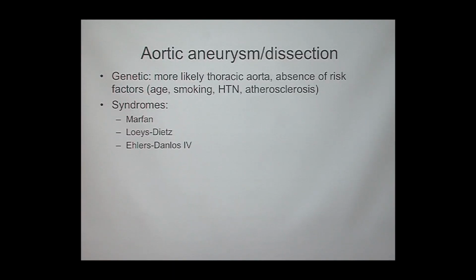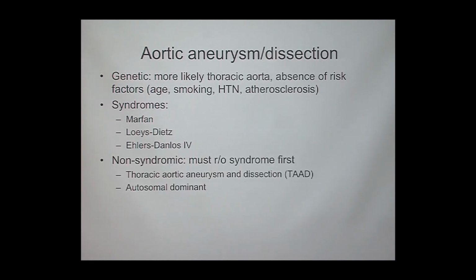There are some other types of syndromic diseases or genetic syndromes that can cause aortic enlargement, as well as enlargement of other vessels, not just the aorta. A more common form, or a very likely more common form of this, are the non-syndromic aortic aneurysm conditions. So there's one called TAAD, which is thoracic aortic aneurysm and dissection syndrome.